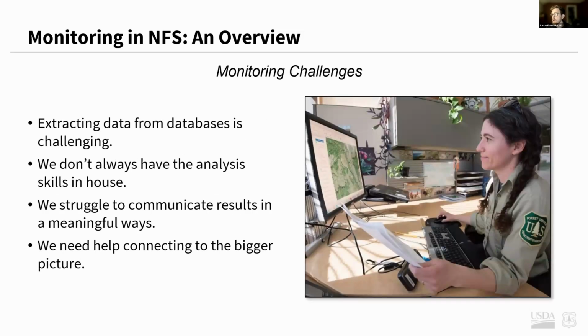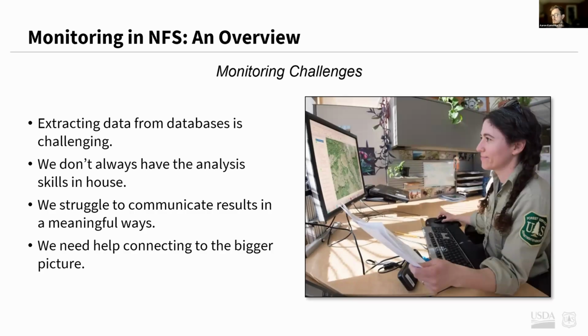However, we're not currently meeting all of these monitoring requirements across the system for a variety of reasons, such as difficulty in extracting data from databases and a lack of in-house capacity or skills to not only do the analysis, but also to communicate the results.